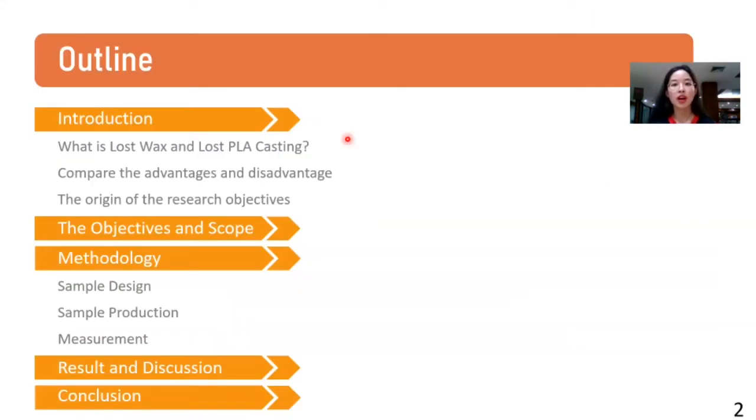My talk is divided into 5 parts. The first part is introduction, about metal casting by lost wax and lost PLA process. The second part is objective and scope. The third part is methodology. Results and discussion are in the fourth part, followed by the last part, conclusion.